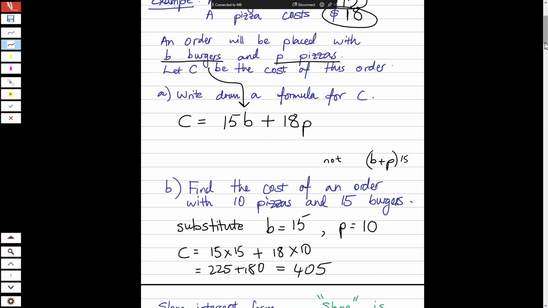We understand this. Well, I actually want to cover the next exercise as well. Is that not B plus P 15? Yes. For A or for B? For A. Yeah. Okay.